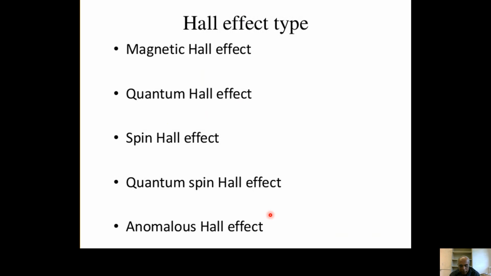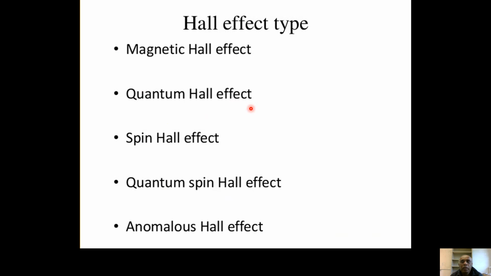Nowadays people have come up with various types of Hall effects. The first one is what we usually talk about, the classical situation. If you apply a magnetic field, the electron will have a Hall field proportional to the magnetic field, and your rho xx is constant, given by the Drude conductivity. But at high magnetic fields and low temperatures, they find the quantum Hall effect, where you have oscillations in your rho xx and plateaus in your rho xy.